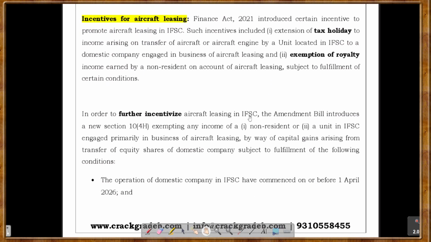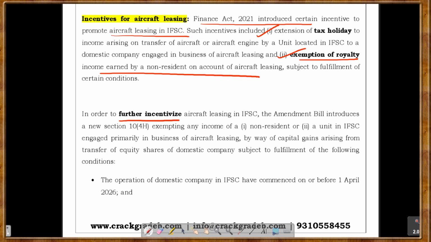Next is incentives for aircraft leasing. So obviously you want to give this business a boost. You want that this business shall set up its place in the IFSC. Sorry, IFSCA is the authority. So Finance Act 2021 gave certain incentives to promote aircraft leasing in the IFSC. Such incentives were extension of tax holiday, right? Exemption of royalty income which is earned by non-resident on account of aircraft leasing.